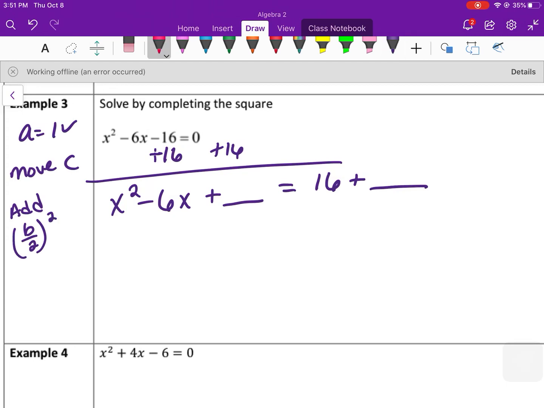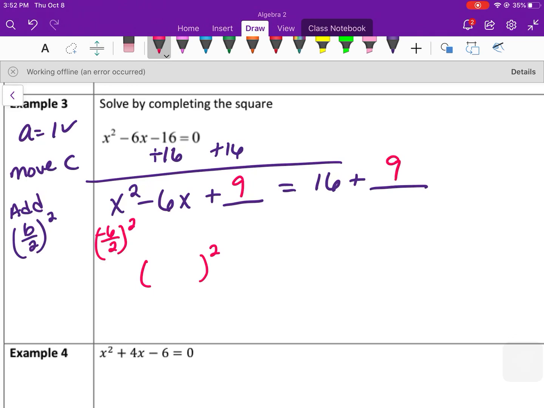This is going to make the left side a perfect square so that it will factor nicely to a perfect square. So you take half of your middle term, negative 6 divided by 2, and then you square it. So that's negative 3 squared, which is 9. Now, in order to keep the equation balanced so that we're not changing the value of the equation, you do need to add that 9 to the other side as well.